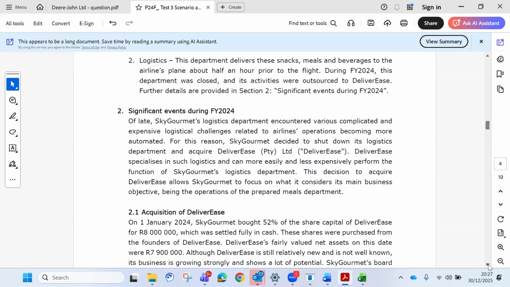You say there's a risk that the related party transactions between Sky Gourmet and Deliver Base are not at arm's length. There's a risk that not all of these have been identified or disclosed in terms of IAS 24. Risk 3, business combinations or consolidation is complex, therefore there's a risk of error. Do you see this?